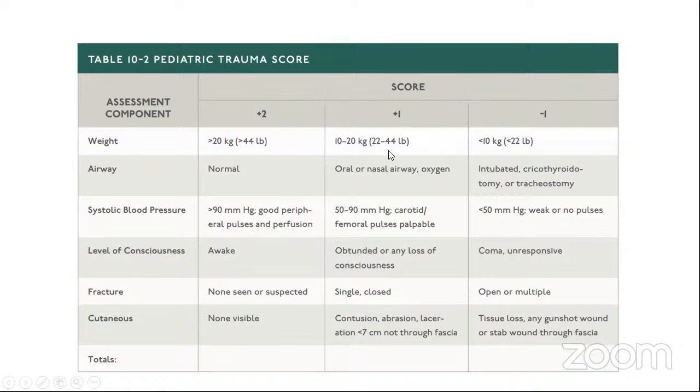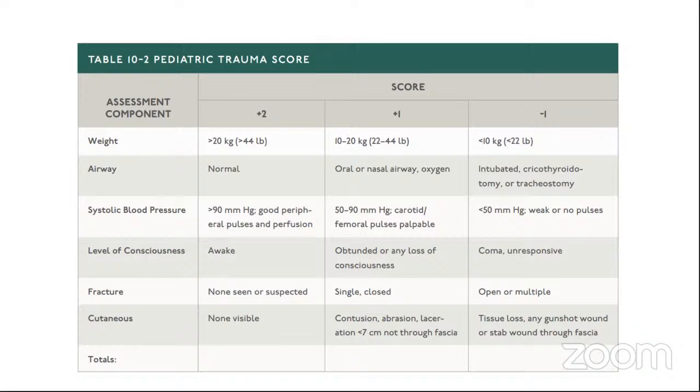If the patient weighs 10 to 20 kg, and the airway is maintained with oral or nasal airway, or oxygen via face mask or nasal prongs, and the systolic blood pressure is 50 to 90, and the level of consciousness is obtunded or there is any loss of consciousness, and if there is a single or closed fracture, or cutaneous contusion or abrasion, we take a score of +1.